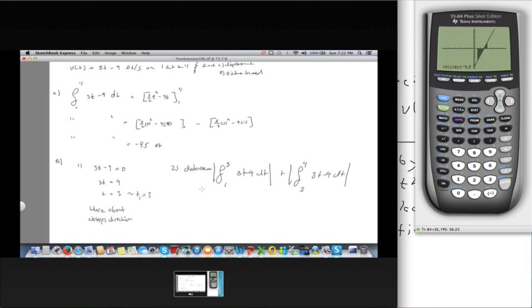What's special about time 3? Time 3 is where the object changes direction. That's why that's the boundary between those two. Okay, so now we have the correct formula.